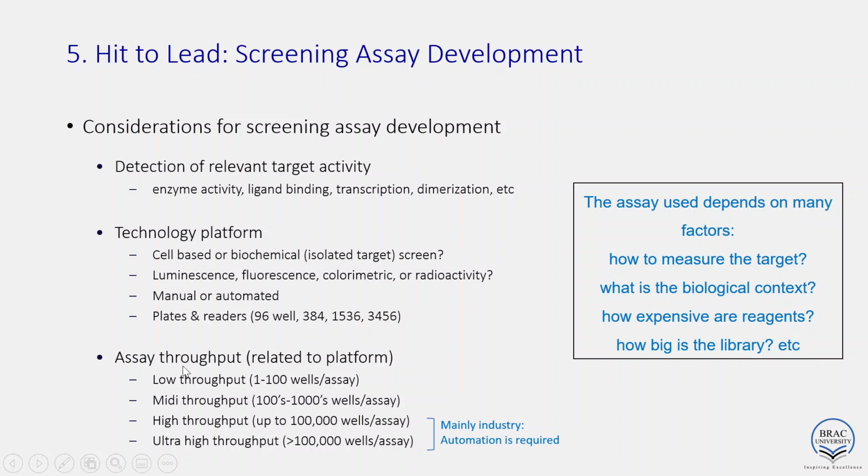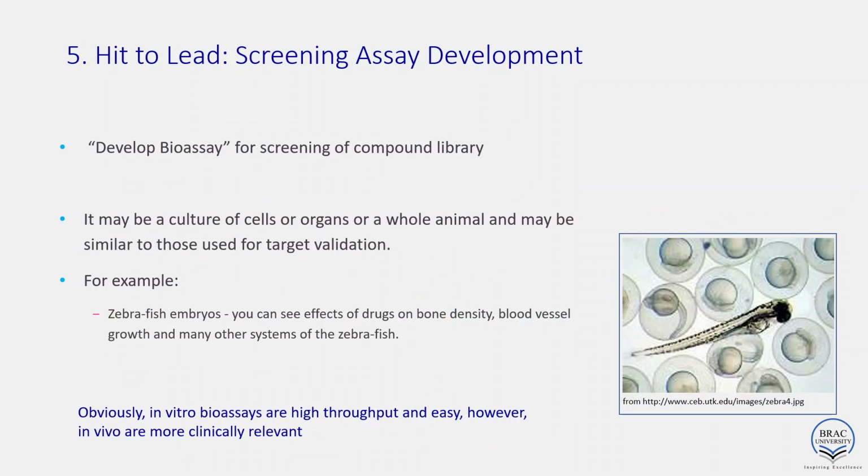So here is the assay throughput range. If our library is small, then we can use low throughput or mid throughput assays. But if our library is huge, for example containing millions of compounds, then we have to select high throughput or ultra high throughput assays. These two are mainly found in industry, drug companies basically. So there are a few questions we have to consider. Going to the next slide.